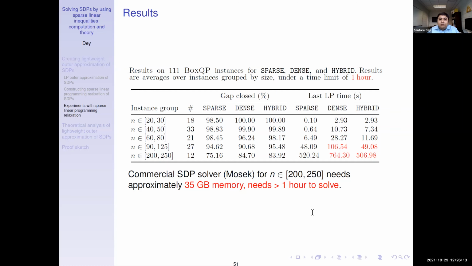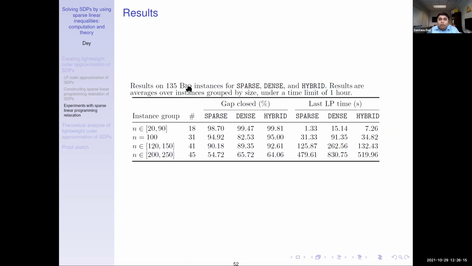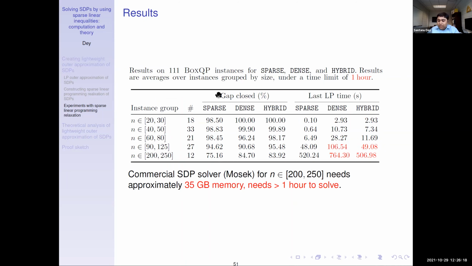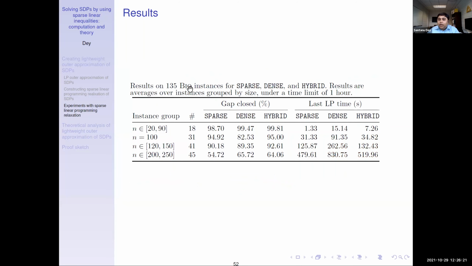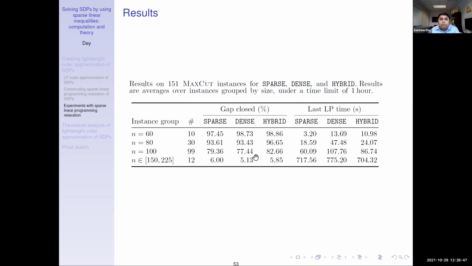We can also do the same sort of thing for what is called BIQ, which is basically the same as the BoxQP instance we saw earlier, but now the variables are also binary. So you have some additional constraints like xi squared equals xi, which you also linearize as part of your constraints. And the performance is a little bit worse. Notice that even the dense cuts don't do very well in approximating the SDP, and the hybrid does about what the dense does. But the final LP takes much less time than the dense.